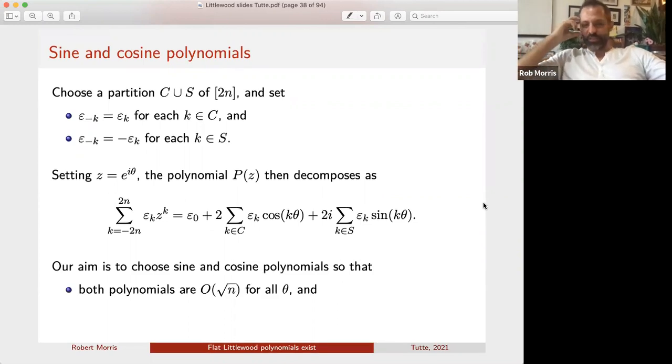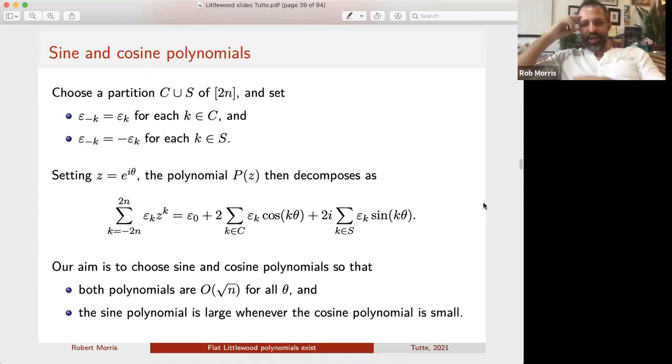Okay. So our aim is to choose these sine and cosine polynomials, so these epsilon k's, such that neither of them ever gets very big. So in the x-axis, you don't get very big, in the y-axis, you don't get very big. So that's good. And whenever the cosine polynomial is small, the sine polynomial is large. So the cosine polynomial you should think is being random. It just wanders around randomly on the x-axis. And whenever it gets close to 0, we push it super hard vertically, either up or down. So we're going to make sure the sine polynomial is big wherever the cosine polynomial is small.